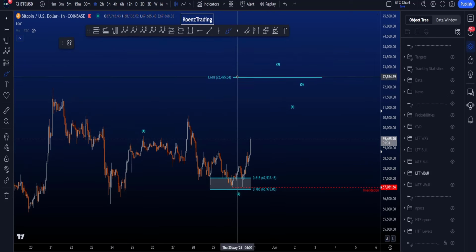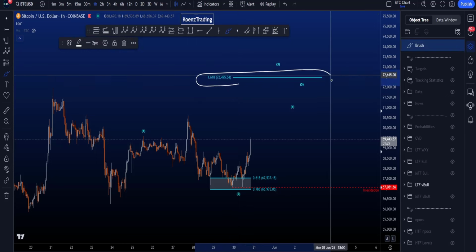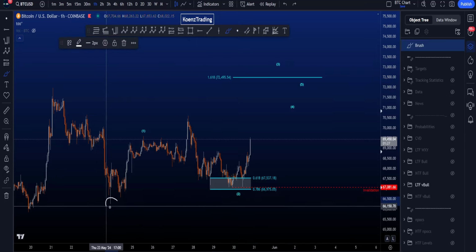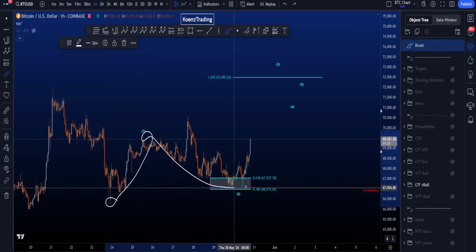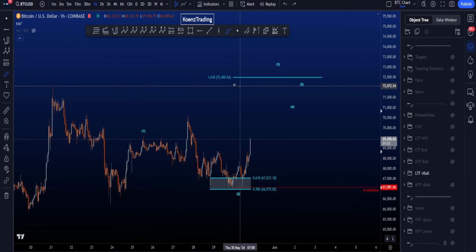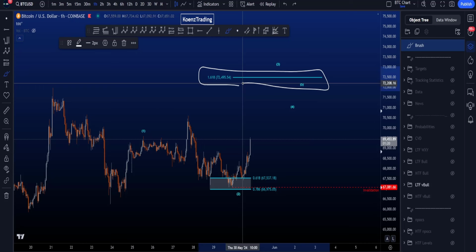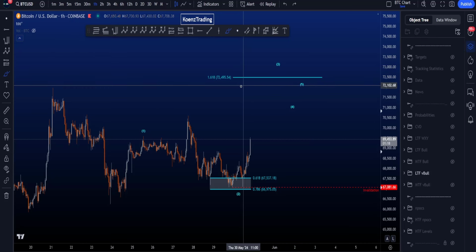Usually a minimum target for wave 3 is the 1.618 trend-based fib extension, taken from the low to the high of 1 to the low of wave 2, which is sitting at 72.5k. However, a wave 3 can easily extend to much higher prices.